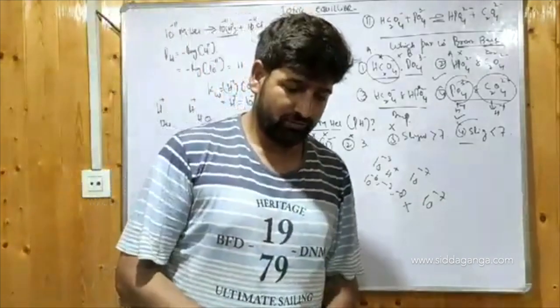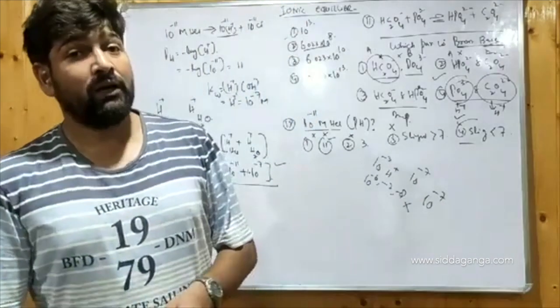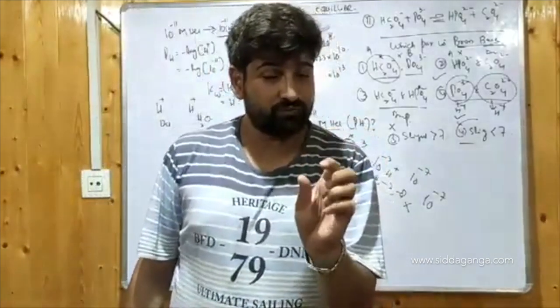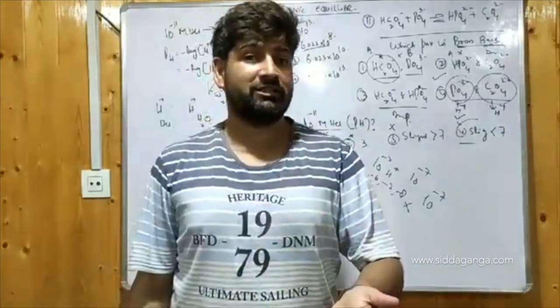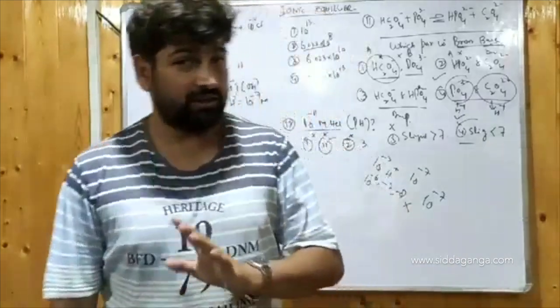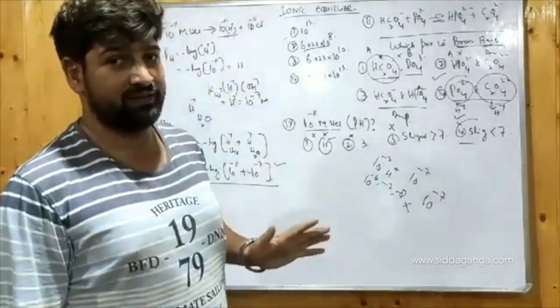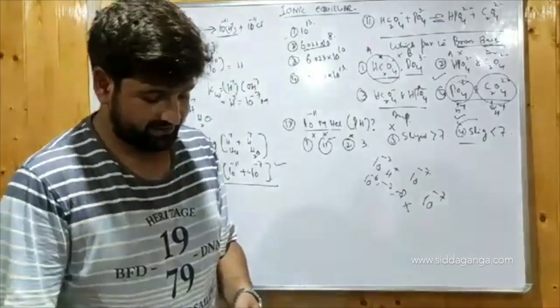Did you get it? So remember this, children. When you have an acid or a base highly diluted, and the amount of H plus from water, which is 10 to the power minus 7 H plus, 10 to the power minus 7 OH minus, cannot be neglected, you need to bring the additive effect into consideration. Clear? Clear or not? Yes. Next question.